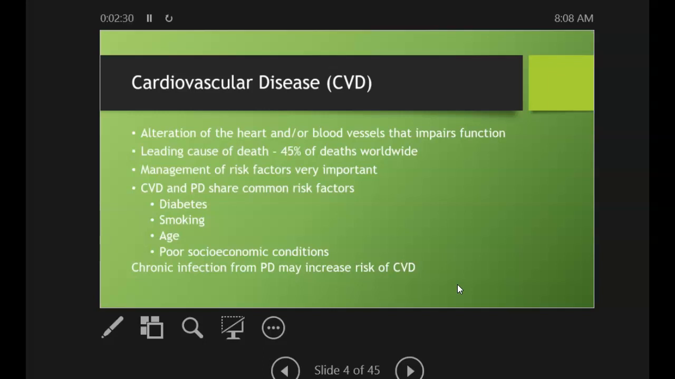Having patients understand their risks and the modifiable risk factors and non-modifiable risk factors. Cardiovascular disease and periodontal disease share common risk factors, which are diabetes, smoking, age, and poor socioeconomic conditions. And we know that chronic infection from periodontal disease may increase the risk of cardiovascular disease.